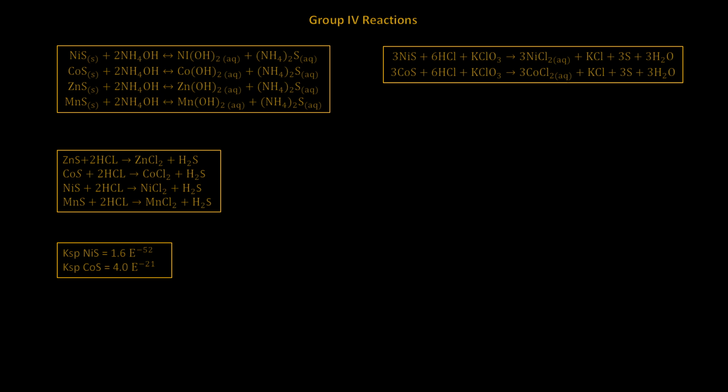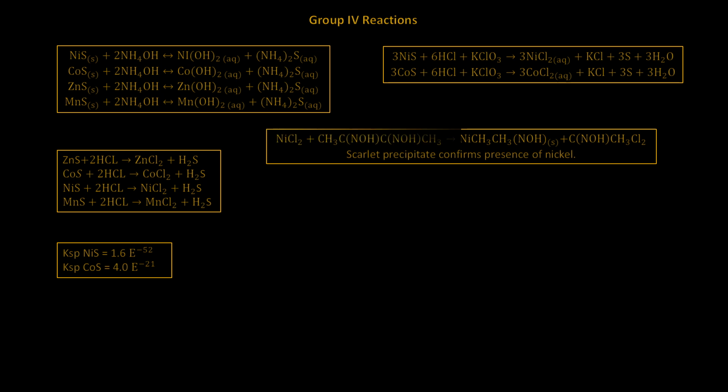The solution is then divided into 2 portions, and to the first portion, an indicator, dimethylglyoxime, is added. Ammonium hydroxide is added drop by drop until the solution is just basic. A scarlet precipitate will confirm the presence of the nickel.